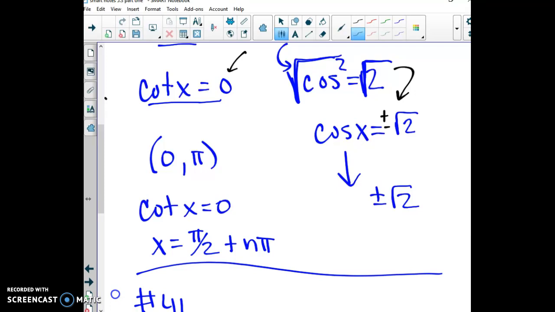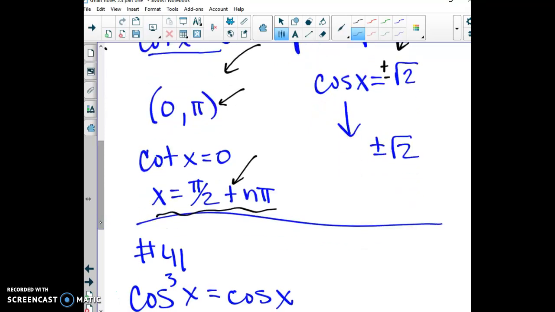And because cotangent x has a period of pi, now we're looking over here, the general form of the solution is obtained by adding multiples of pi. So we're going to start with this and add multiples of pi. And because cotangent x equals 0 at pi halves, we come up with this solution, pi halves plus n pi. You guys try problem number 41 and come back and check your solution.